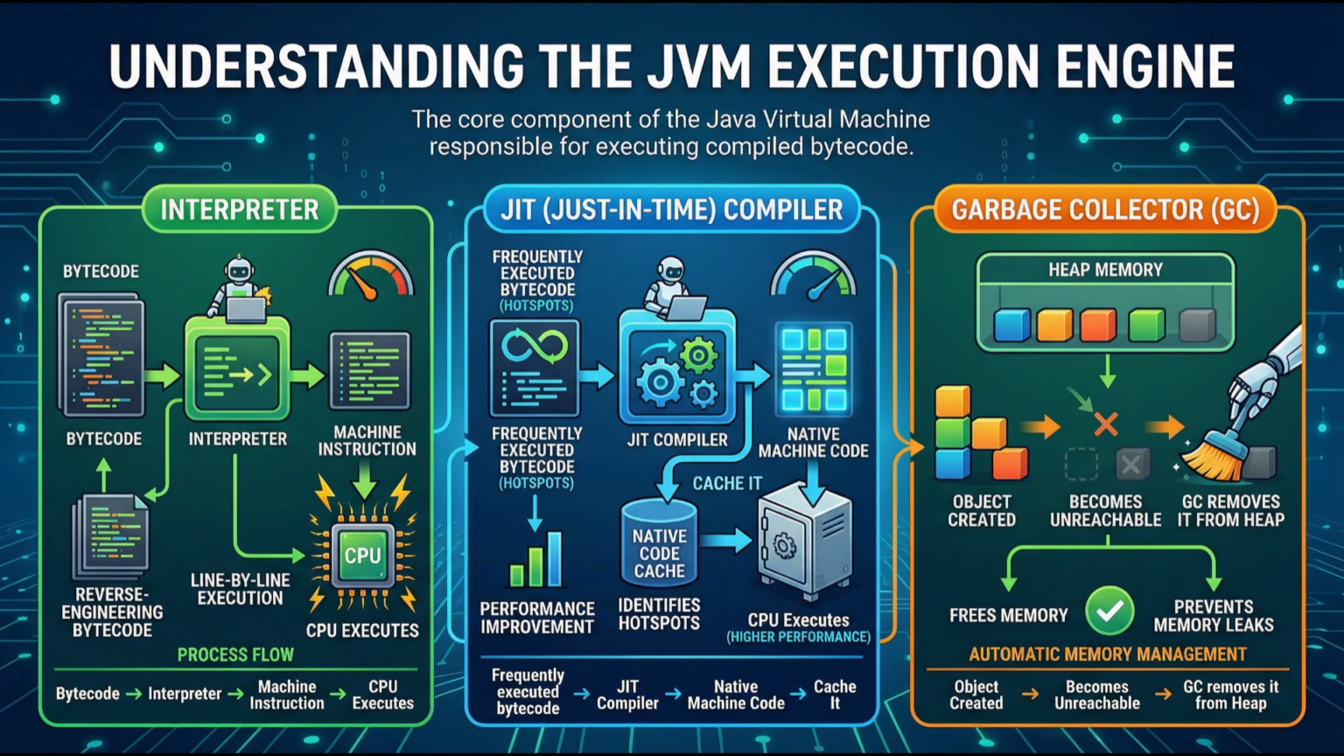Execution engine actually runs the code. Interpreter executes code instruction by instruction and converts bytecode into machine code. JIT compiler improves performance. If some part of code runs again and again, it converts it into machine code and keeps it, so next time it runs faster. Garbage collector cleans memory. When an object is no longer used anywhere, it becomes unreachable and is removed from memory.